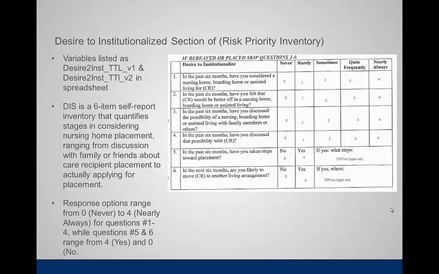Now, the desire to institutionalize is a 6-item self-report inventory that quantifies stages in considering nursing home placement, ranging from discussion with family or friends about care recipient placement to actually applying for placement. The response options range anywhere from 0, which is never, to 4, nearly always. And then for questions 1 and 4. Questions 5 and 6 are actually ranged differently, where 4 would represent yes, and 0 would represent no.